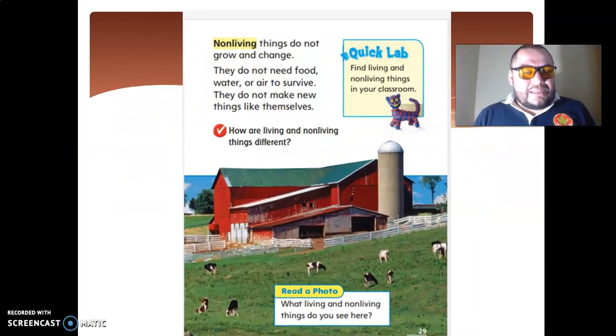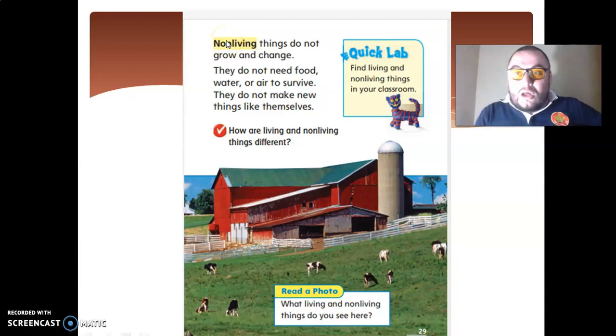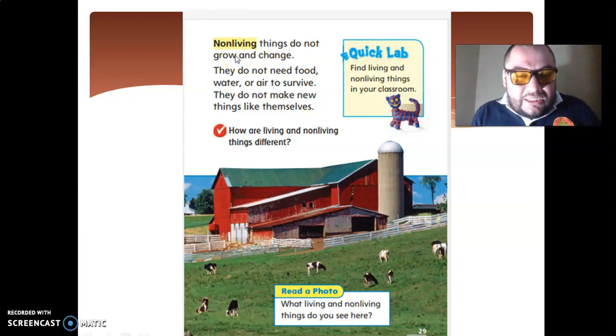And this is the definition of non-living. ¿Qué dice? Vamos a ver. Things do not grow and change. Non-living things. They do not need food, water, or air to survive. Non-living things do not grow and change and do not need food, water, or air to survive. Okay?